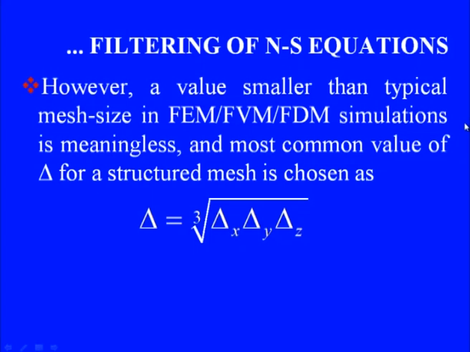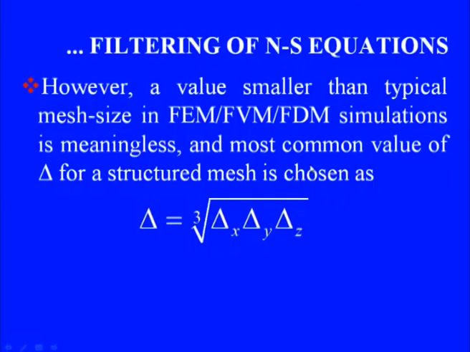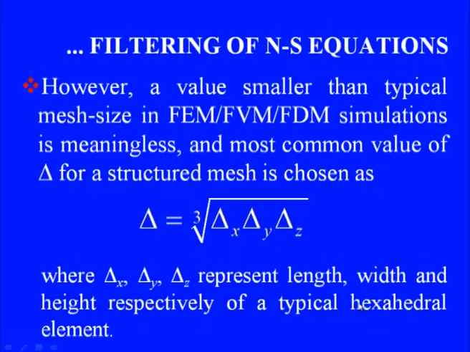Now, this cutoff width delta can in principle have any size, but in practice we choose a value which is almost of the same order as our grid size, because a value smaller than the typical mesh size in our finite element, finite volume or finite difference simulations is meaningless. So, the most common value is an averaged mesh size. For instance, delta for a structured mesh can be obtained as delta equals the cube root of delta x, delta y, delta z, where delta x, delta y, delta z represent the length, width and height of a typical hexahedral element.